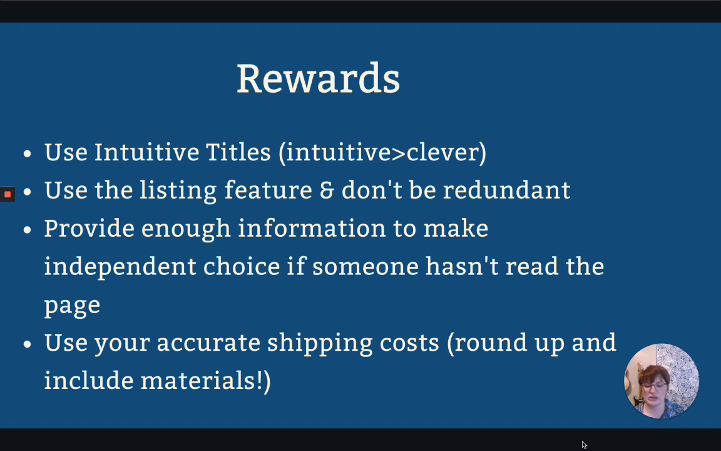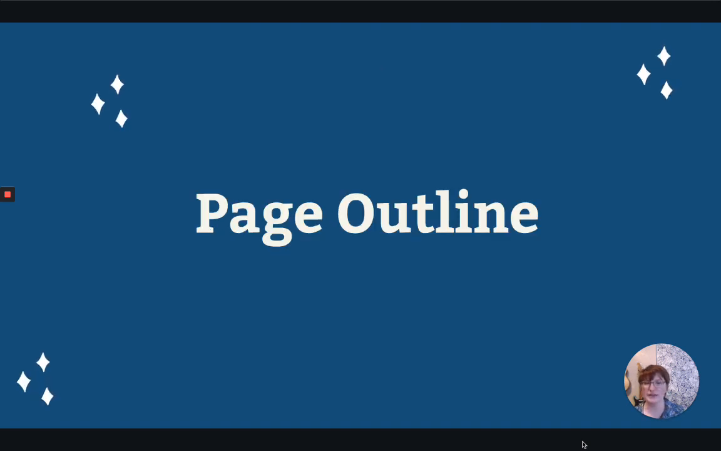And use your accurate shipping costs. Make sure, because you're going to have to put those in here, round up and include materials. You're also going to have to put the estimated delivery date. I would recommend adding on a couple months there, because like we just talked about in the risks and challenges section, something might go wrong. So you'd rather have it seem like things are going to come later and have them come early than have things come late. All right, that's the end of the page outline.